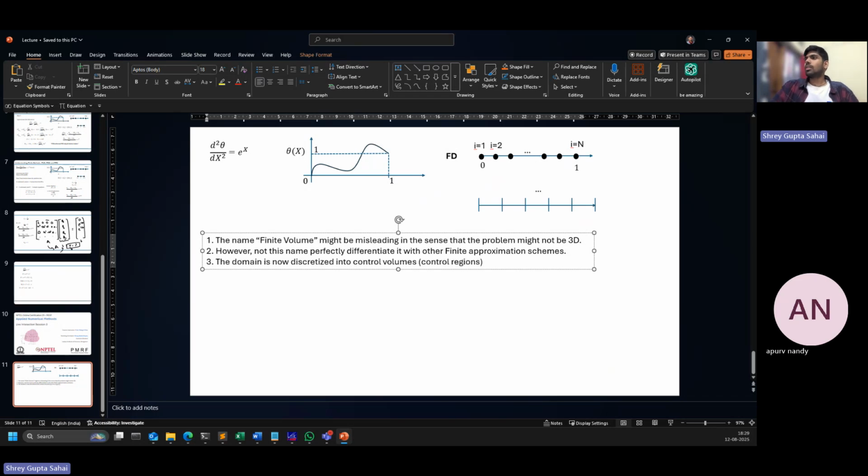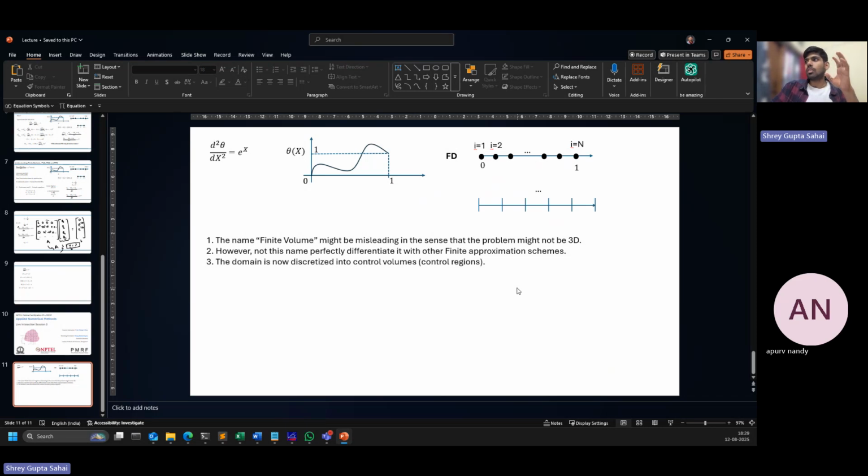This is a little different from a finite element, where also you look at a control region. There we call it an element, whereas here we call it a control volume, and we'll see what the difference is between a control volume and a finite element. So the domain is discretized into control volumes.